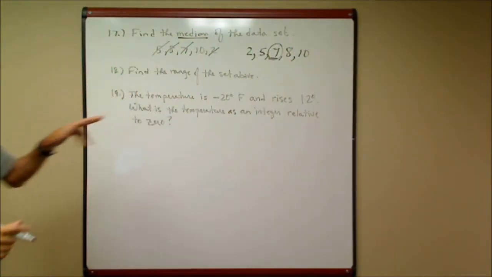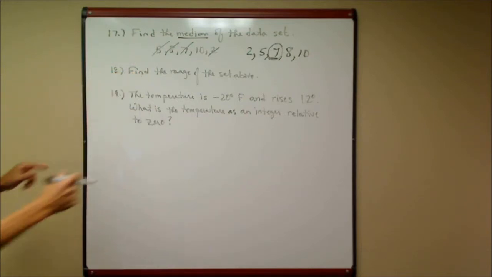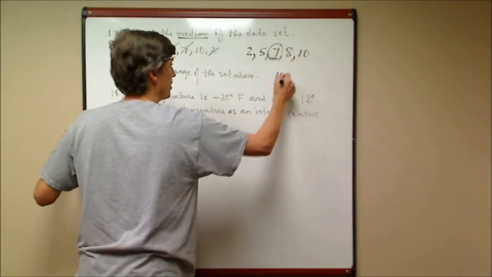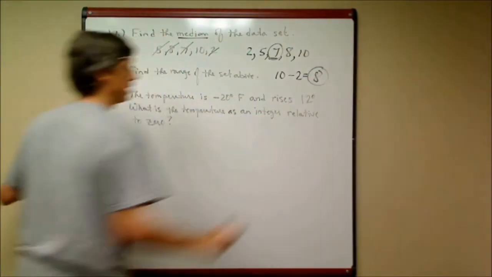If there was two numbers in the middle, if it was an even number of values, then we'd have to average them. Find the range of the set above. Well, the range, remember, is the greatest value minus the smallest value. And that's 8. That was easy.